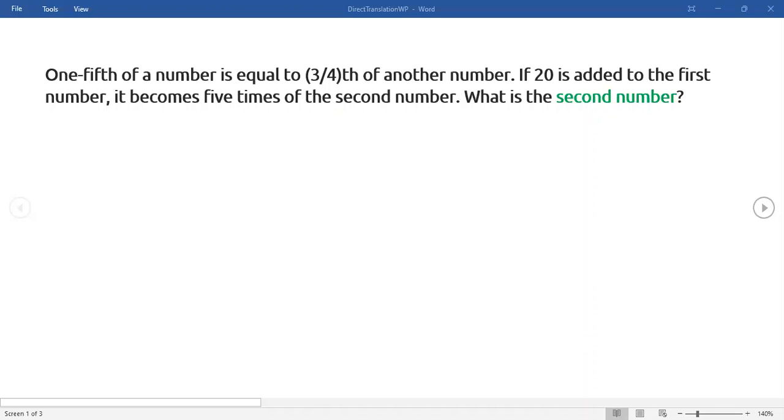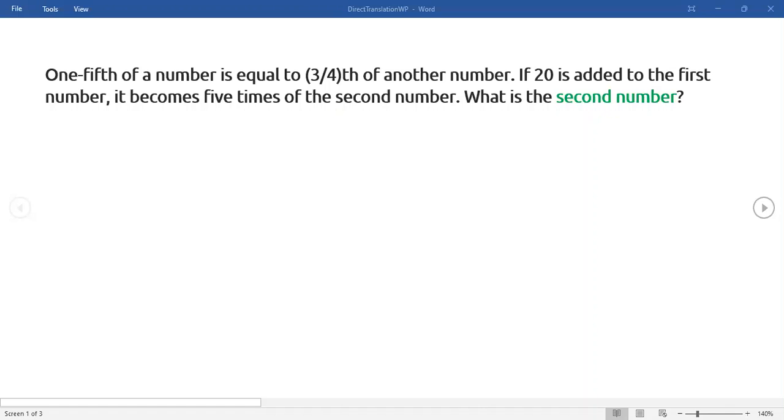Now, just to read this, get you tongue-tied, but it says 1/5 of a number is equal to 3/4 of another number. If 20 is added to the first number, it becomes 5 times the second number. What is the second number? So this one's about impossible probably to guess and test. Some might be able to do it.